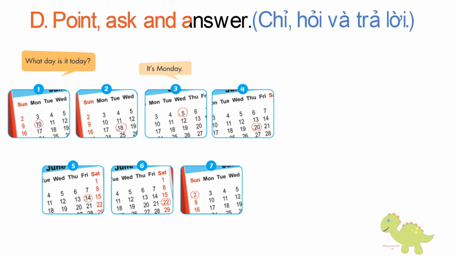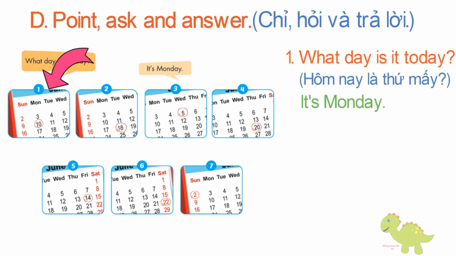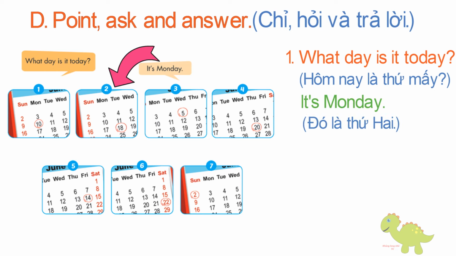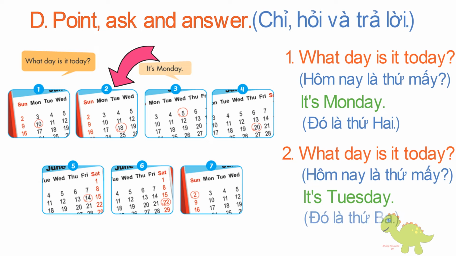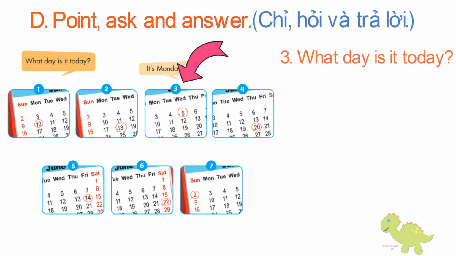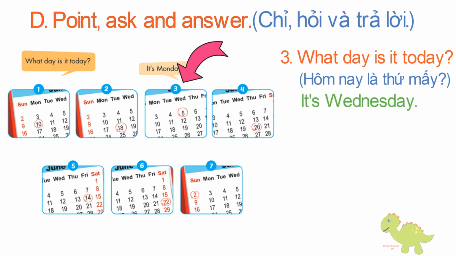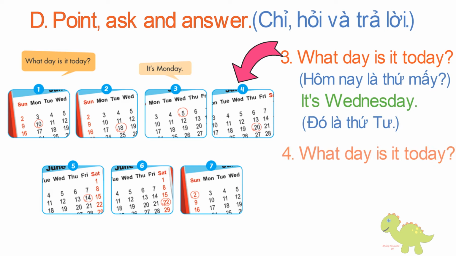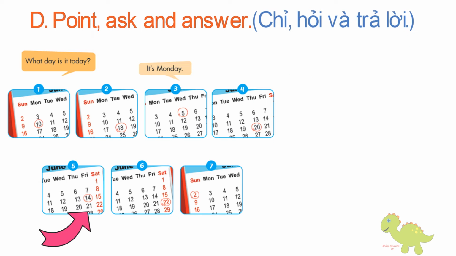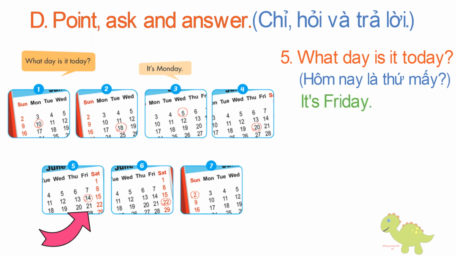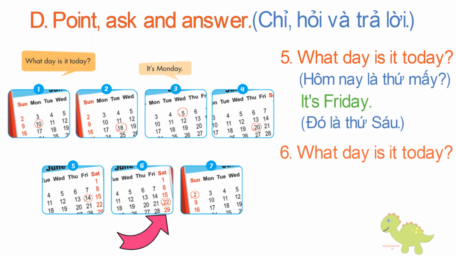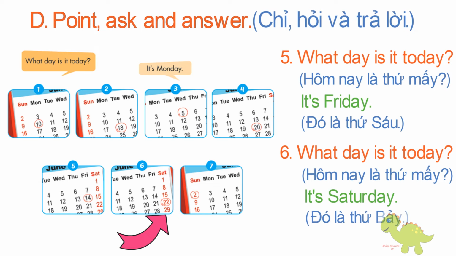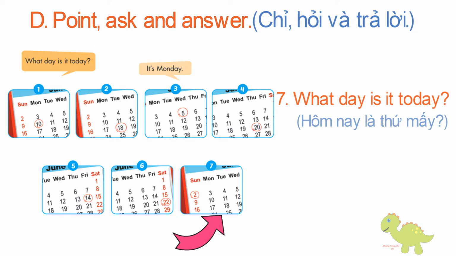D. Point. Ask and answer. What day is it today? It's Monday. What day is it today? It's Tuesday. What day is it today? It's Wednesday. What day is it today? It's Thursday. What day is it today? It's Friday. What day is it today? It's Saturday. What day is it today? It's Sunday.